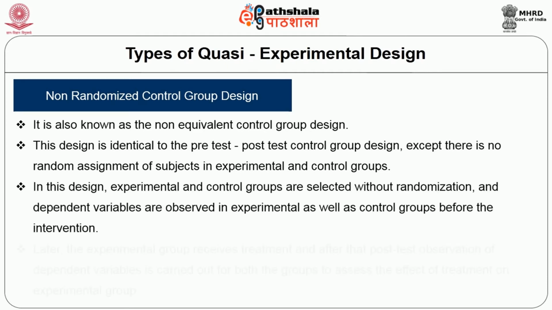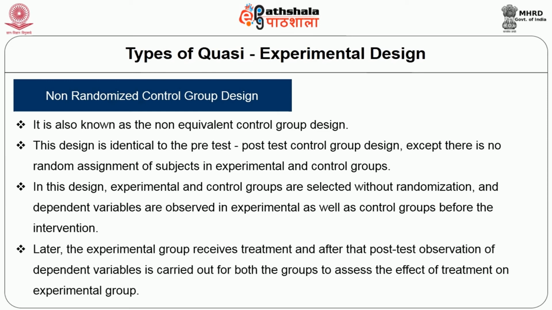In this design, experimental and control groups are selected without randomization and the dependent variable is observed in the experimental as well as control groups before the interventions. Later, the experimental group receives treatment and after that, post-test observation of the dependent variable is carried out for both the groups to assess the effect of treatment on the experimental group.